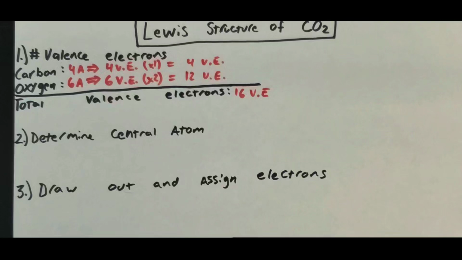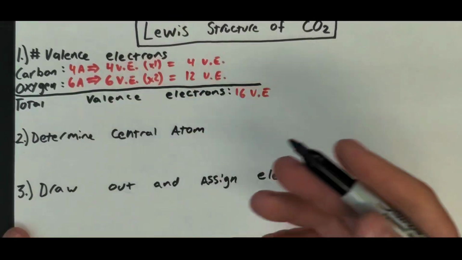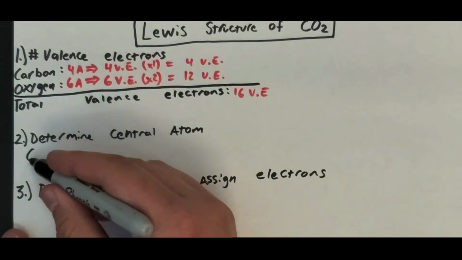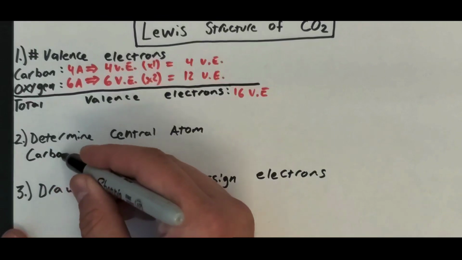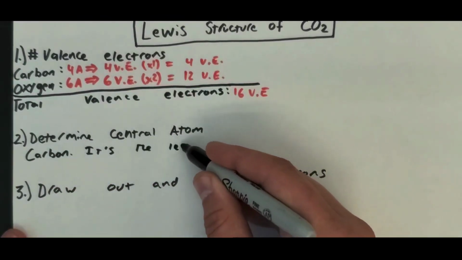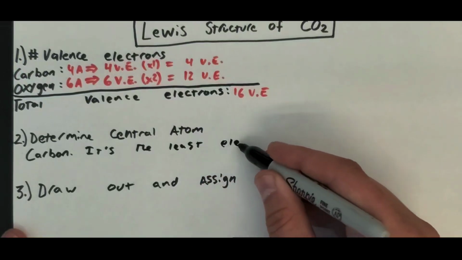Now we need to determine the central atom. Again, we use the rule of thumb that the least electronegative atom is the central atom. So carbon, because it's the least electronegative.